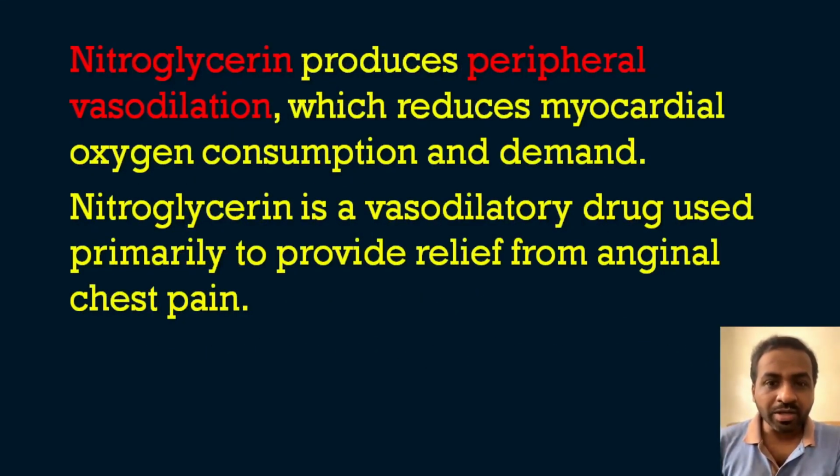So we know that nitroglycerin produces peripheral vasodilation, which reduces the myocardial oxygen consumption and demand. So you can omit some options, as I have already given, that it is a peripheral vasodilatory effect and it reduces the myocardial oxygen demand. Myocardial oxygen consumption also will be reduced, and it is a vasodilatory drug which is used primarily to provide relief from anginal chest pain. This medicine will be given as an emergency medicine, and it will be administered sublingually for easy absorption, and a sudden vasodilatory effect will be there. So that is the answer for the first question.